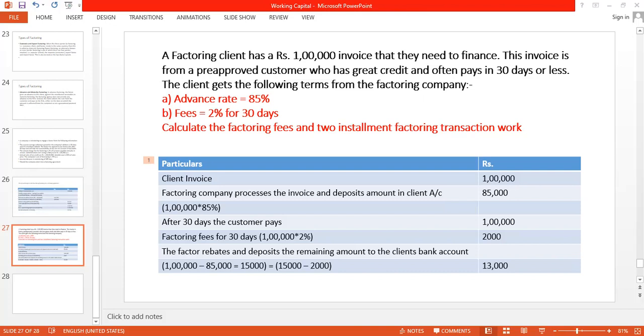The client gets the following terms from the factoring company. Advance rate of 85%. Who is the client? Client is the company. Client means company. The company will receive 85% from the factor, from the agent. What is the advance rate?